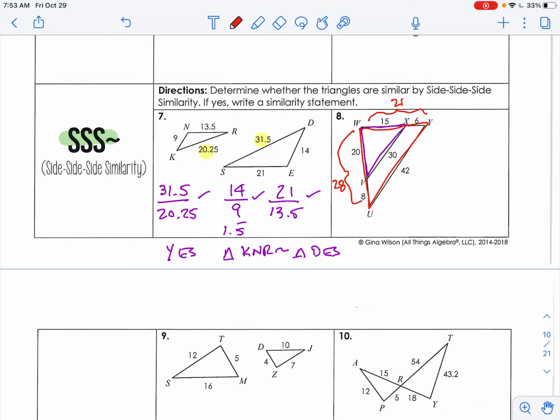So again, I would go from big to small. If you look at it, which one's the biggest side? On the big one, it's 42. Biggest side on the other one is 30. So I'm going to look at that ratio. Then what's the smallest one?